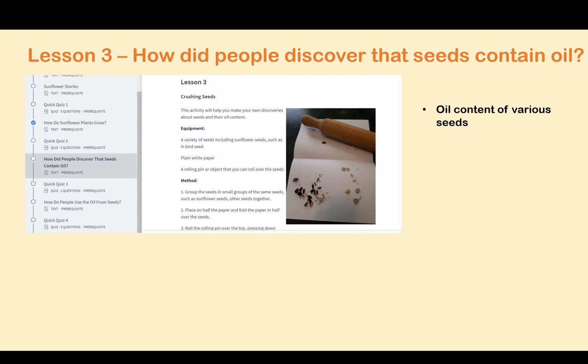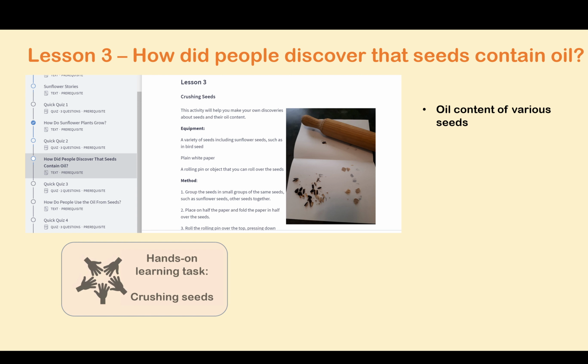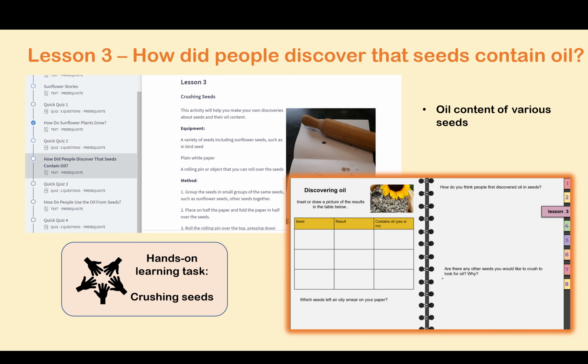Lesson 3, How Did People Discover That Seeds Contain Oil?, outlines a hands-on activity that students can complete to investigate the oil present in different sorts of seeds when they are crushed. Students can reflect on their discoveries in their Learning Journal and take the interactive quiz to test their learning.